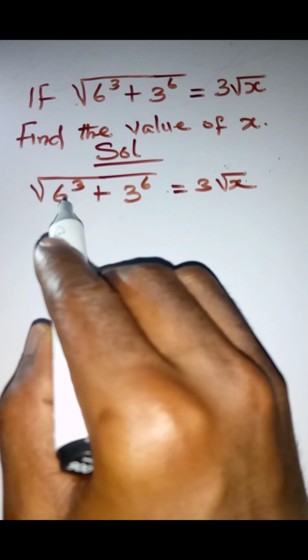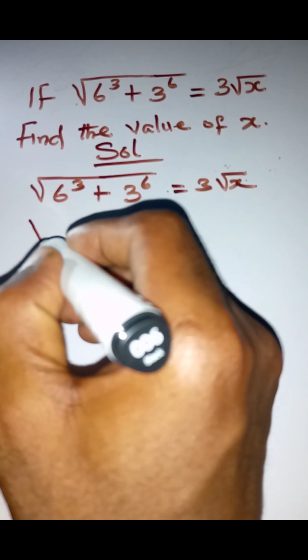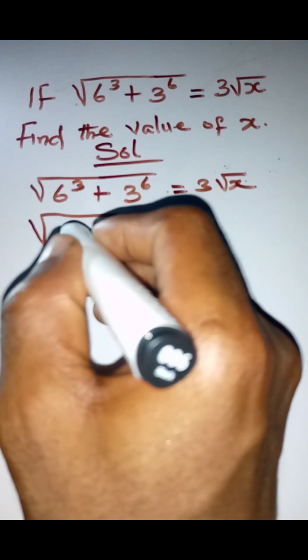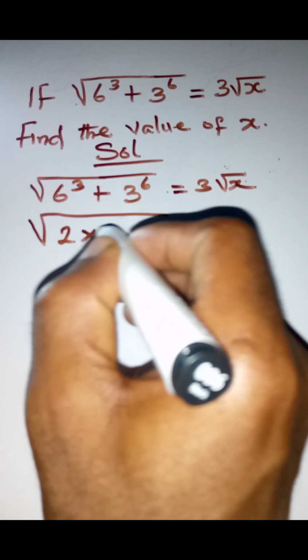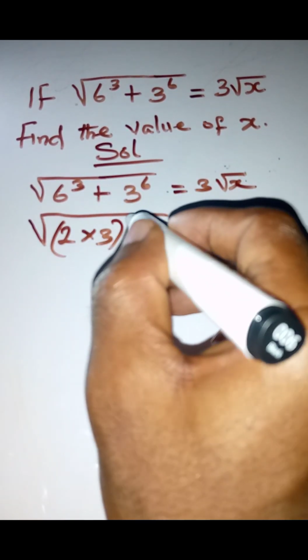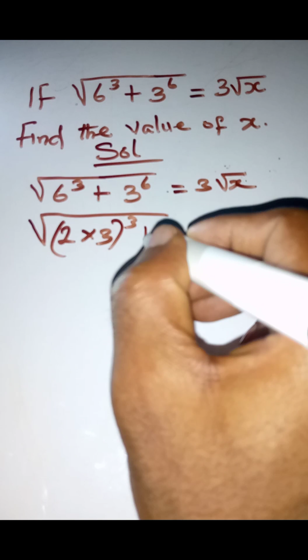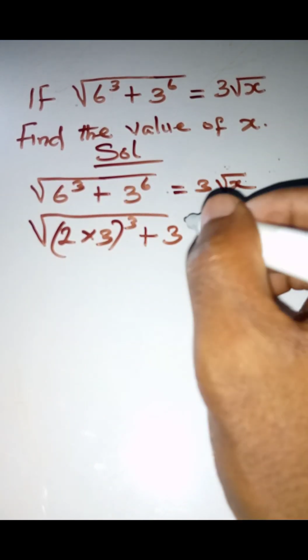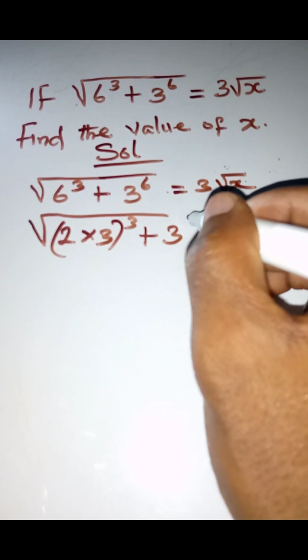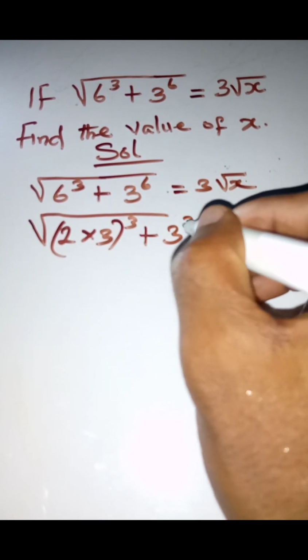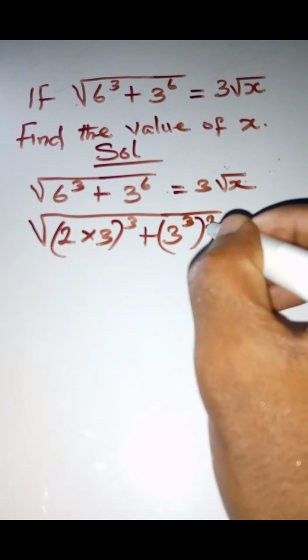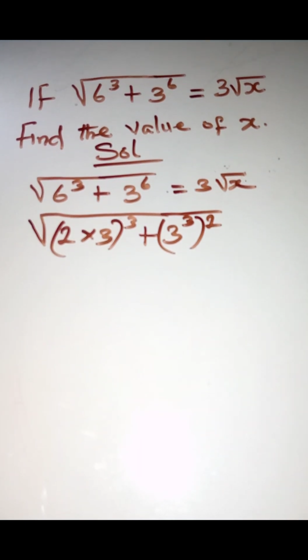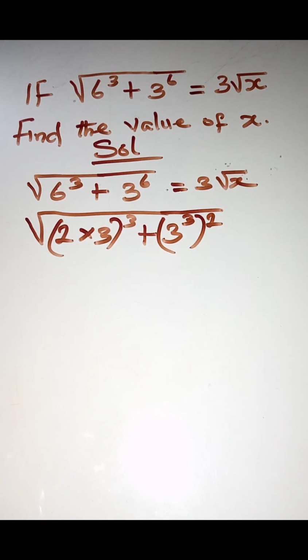Okay, let's go. Now I want to break 6 to the power of 3 into 2 times 3, so this will be (2 times 3) to the power of 3. Then plus here we have 3 to the power of 6. Now this 3 to the power of 6 could be 3 to the power of 3 in 2 places. That means I have (3 to the power of 3) to the power of 2, meaning that I'm having this in 2 places, right?